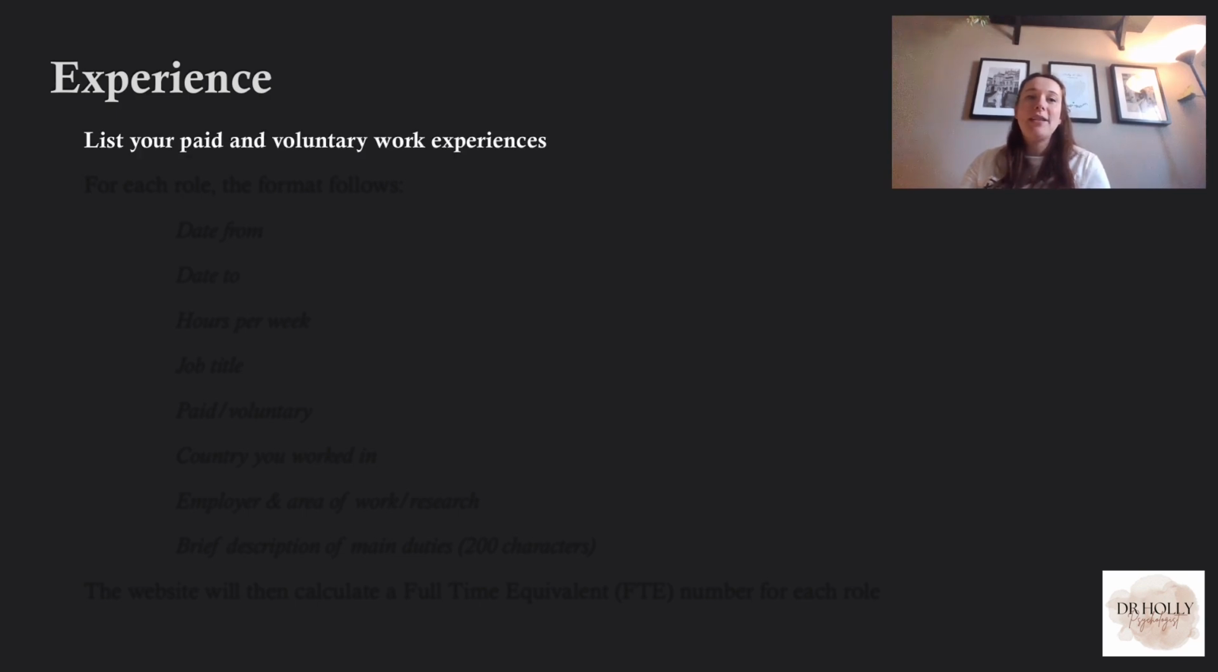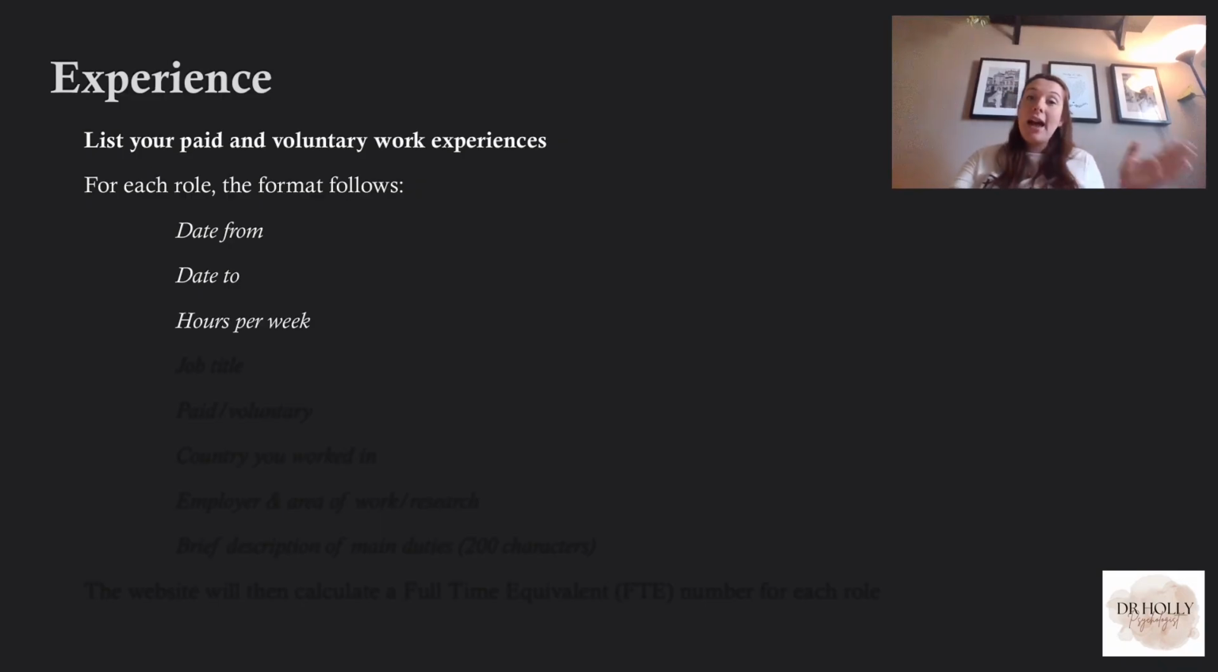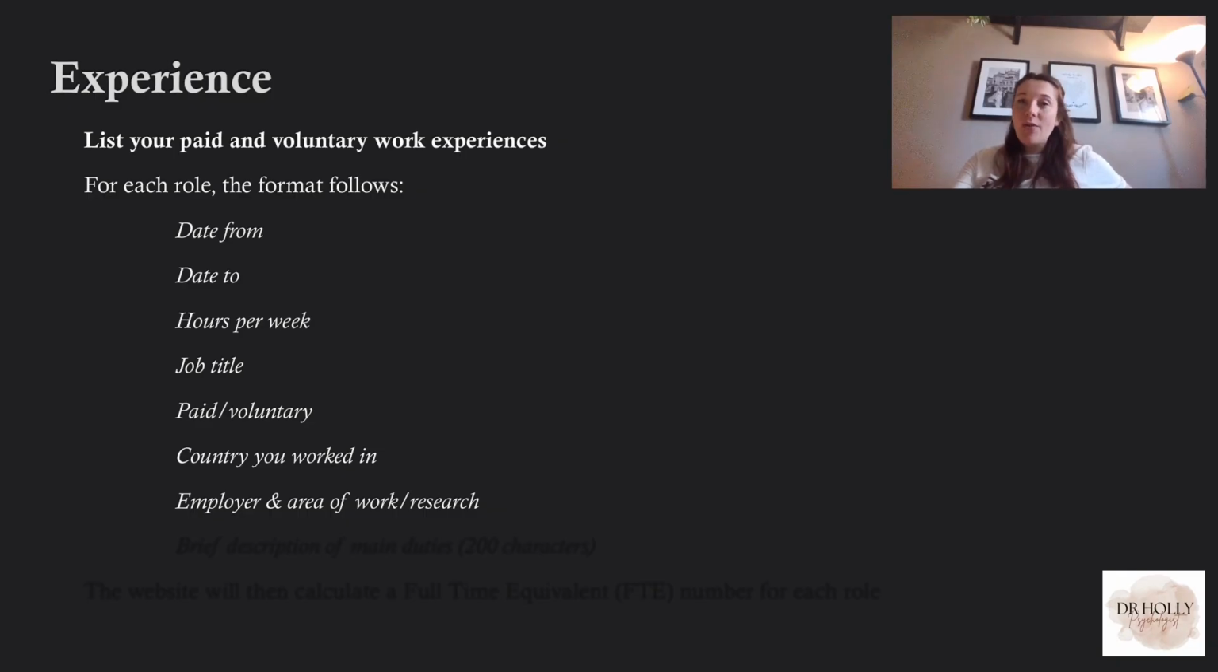Experience then. This is where you list your paid and voluntary work experiences. For each role, the format follows like this. You have to do the date from, so when you started the role, date to, when you finished the role, how many hours per week, what your job title was, whether it was paid or voluntary, the country you worked in, and the employer and the area of work/research, and a brief description of main duties. So 200 characters, really, really small. My tip for this, as it's usually quite a small box, is to either use a little dash so you can do bullet points, or use numbers. I think I used numbers, like I listed my 5 or 6 main duties.